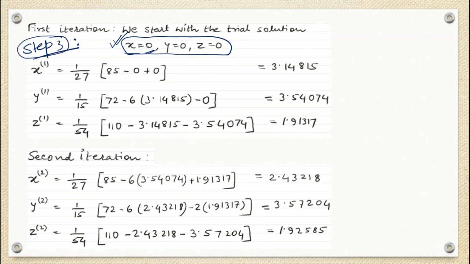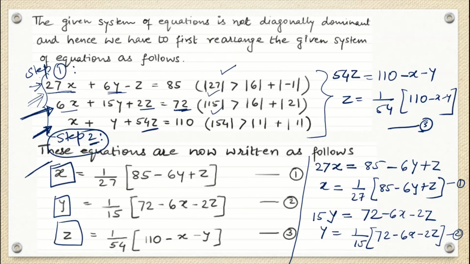So the third step is that we start with the iteration. The very first iteration we write in this fashion: x, and this 1 denotes that this is the first iteration. Similarly y1 denotes the first iteration, then z1. So what is my x at first iteration? Here we had written down the equation: x is 1 by 27 times (85 minus 6 into y plus z). And we started with x equals 0, y equals 0 and z equals 0.